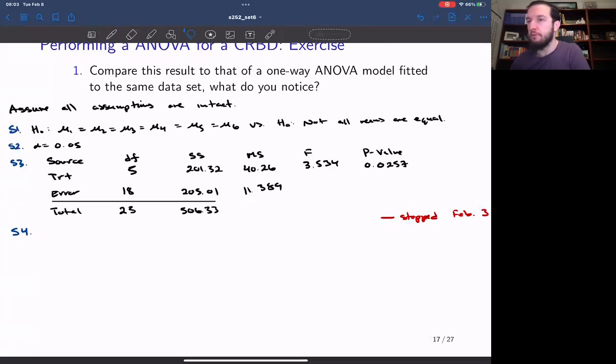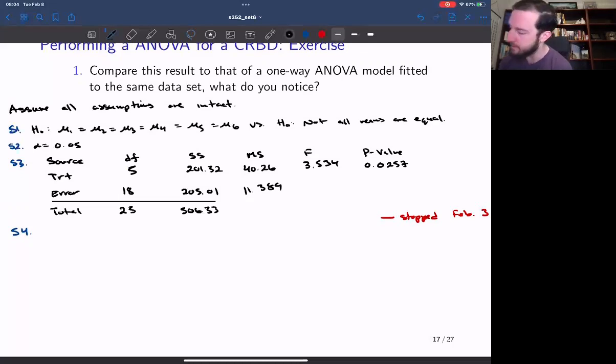You'll notice that the sum of squares error is now larger with the one-way ANOVA than it was with the CRBD. And again, this is a result of the block essentially pulling information from the confounding variable out. As a result, what you'll notice is the F statistic is smaller for the one-way ANOVA and the p-value is now larger. Now, in this case, we still have a significant result.